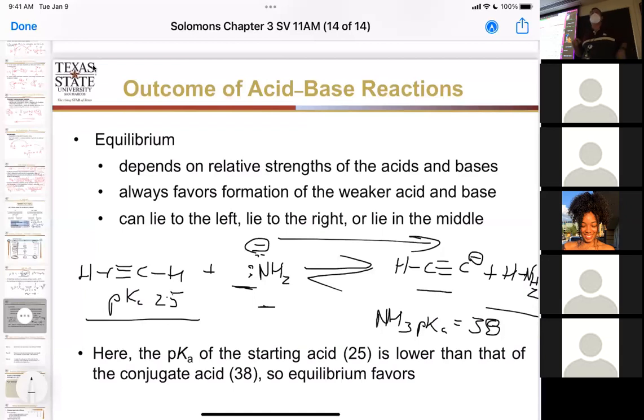So if we did a different reaction and you came up with a pKa of 22 on this side and a pKa of 3 on this side, it's going to go to the weaker acid, the higher number in pKa.